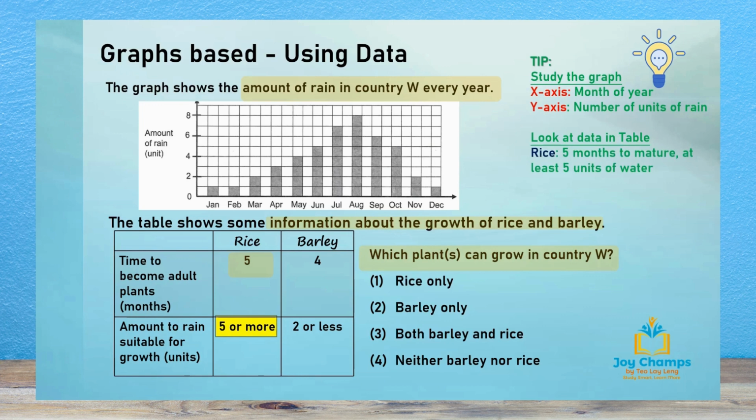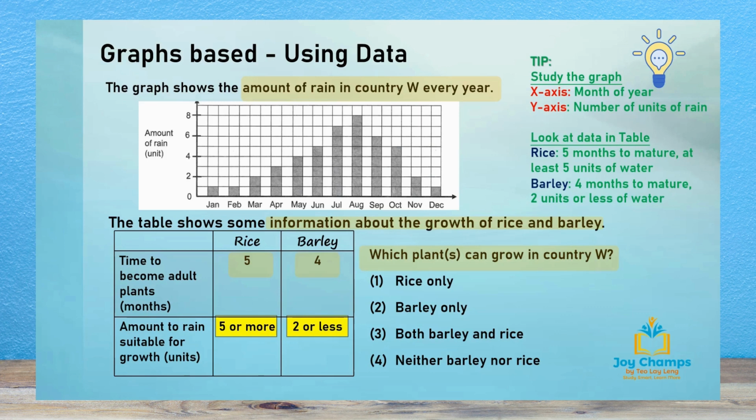Now, what about the barley? Well, the barley requires 4 months to become an adult plant and it needs 2 units or less of water. So what does it mean? It means that barley needs 4 months to mature, and 2 units or less of rain in order to be able to grow in country W.